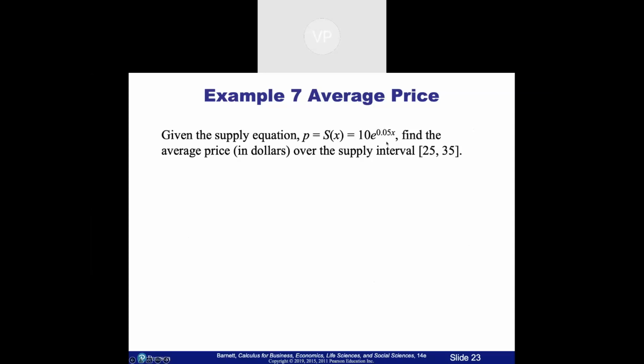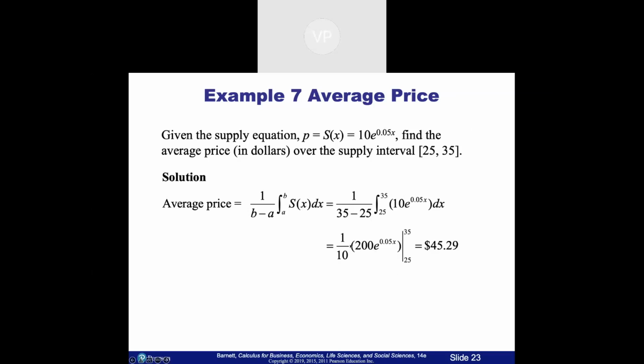Okay, so in this particular case here, we have another supply question. Here's the supply. It's this exponential, this E function. Find the average price in dollars over the supply interval 25 to 35. So average price, it's that same formula we just learned. We're going to integrate this function from A to B, from 25 to 35, and then we're going to divide by the difference. So I can already see the difference is 10. We're going to multiply by 1/10 or divide by 10. So we integrate all of this. Now, do you remember how to integrate an E function? Not so bad. See if you can figure out where this comes from.